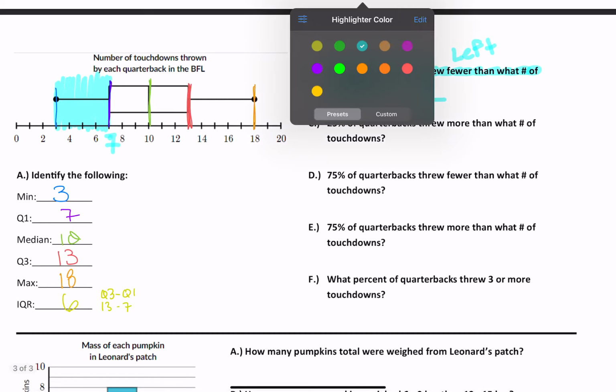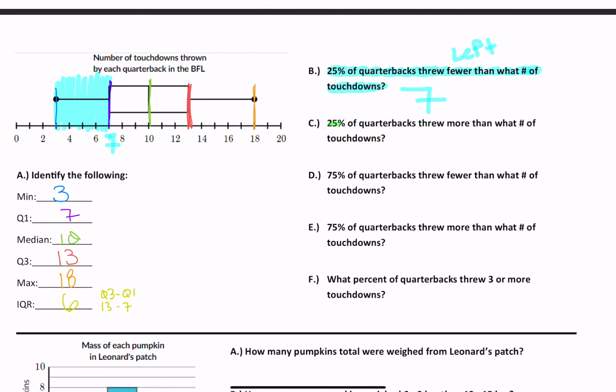All right, next up we got us 25% of quarterbacks threw more than what number of touchdowns. So this means we're going to start on the right and only go to 25%. So starting on the right, highlight the first 25% we see. So it reaches or ends here at 13. So 25% of quarterbacks threw 13 or more touchdowns.